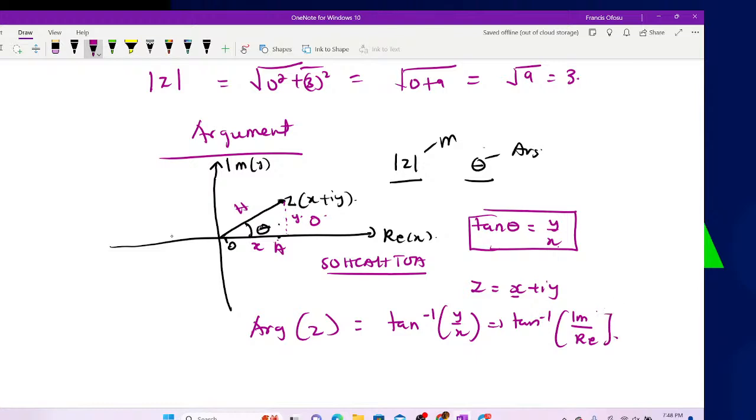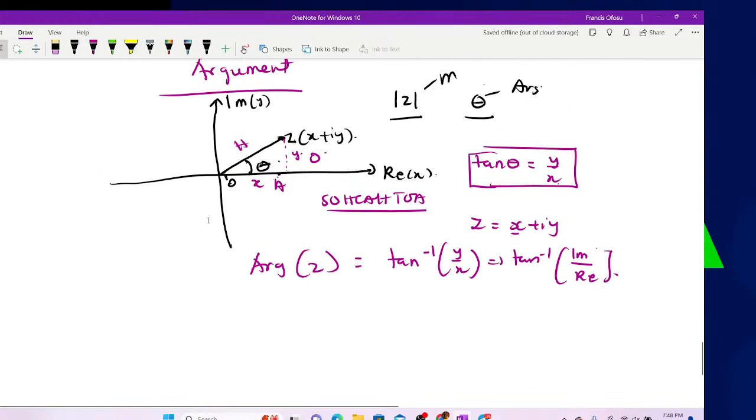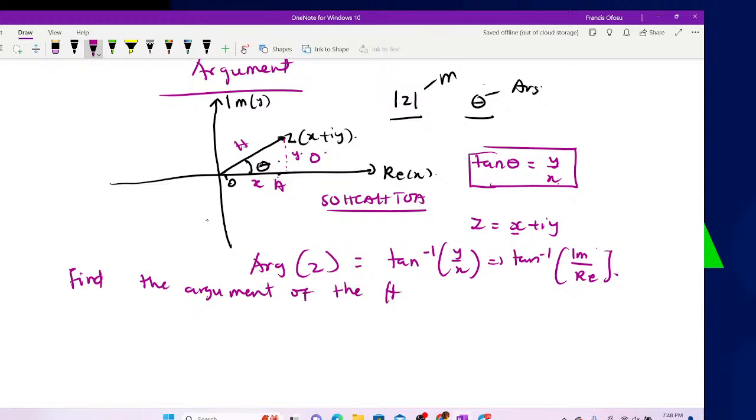It doesn't end here. Now let's see how we can find the argument in all cases. Whenever you are dealing with arguments of complex numbers, we have two main conventions, and I will be showing you very soon. But before that, let's solve a few examples so you know how to find the arguments. So let me give an example here. Find the argument of the following complex numbers.